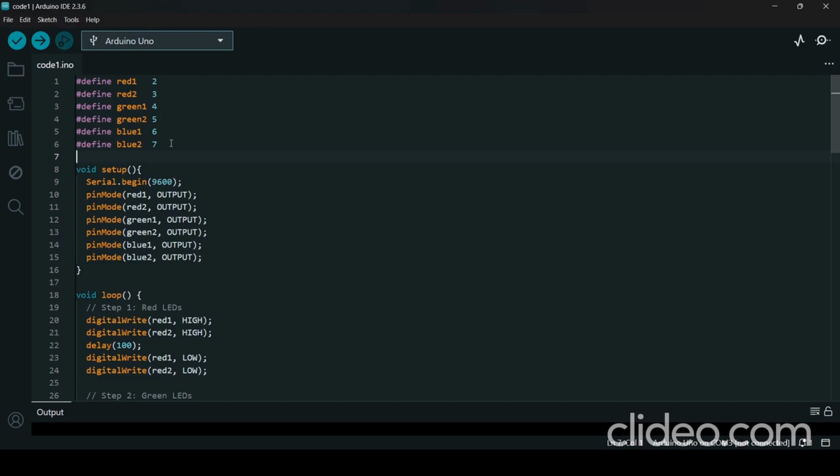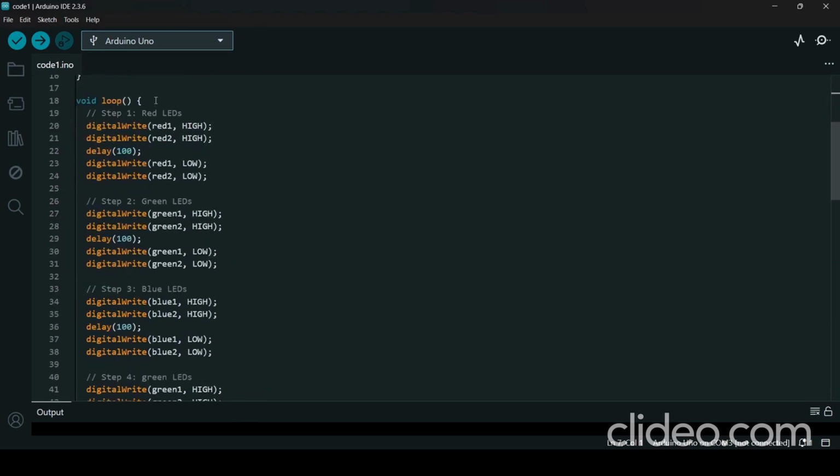First of all, as you can see here, I have defined 6 LEDs: 2 red, 2 green and 2 blue. And these pins are the digital pins 2, 3, 4, 5, 6, 7. Okay. And in the setup function, I have defined the mode of these LEDs. So all the LEDs are outputs, right? And in the loop function, I am writing the high and low values to these LEDs with some delay in between. Okay. So in step 1, I am writing the high and low values to the red LEDs.